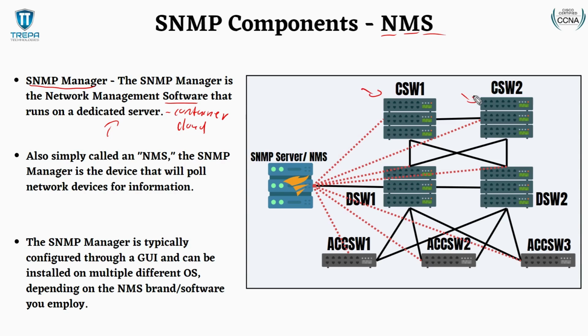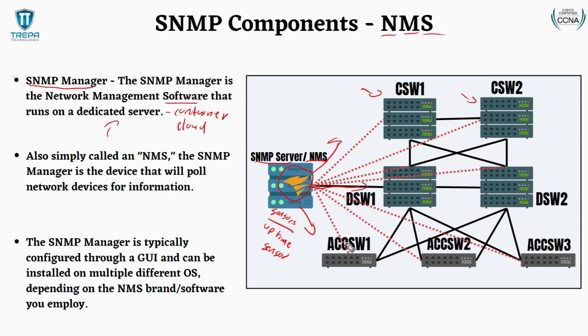So an NMS, or the SNMP Manager, is the device that's going to poll network devices for the information. This SNMP server, network management system, and here I have the SolarWinds symbol, is going to be sending out SNMP messages or polling all these network devices for the information that it wants. And we usually call those sensors. So we could build an uptime sensor in our NMS system, and it's going to go out and pull that information.